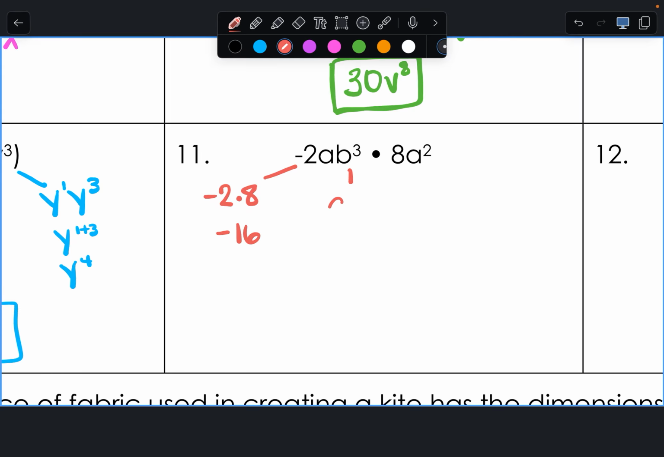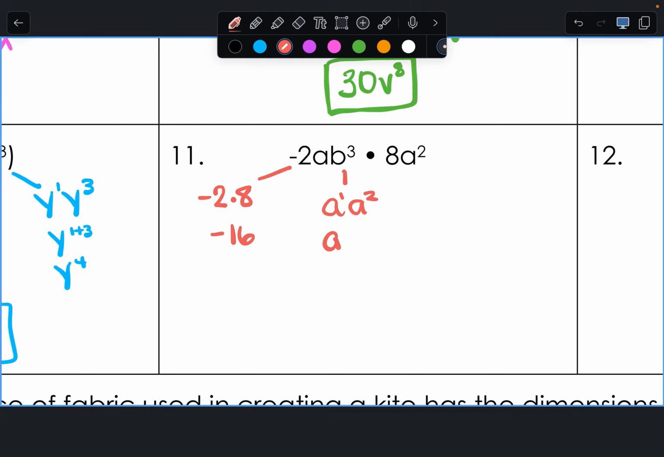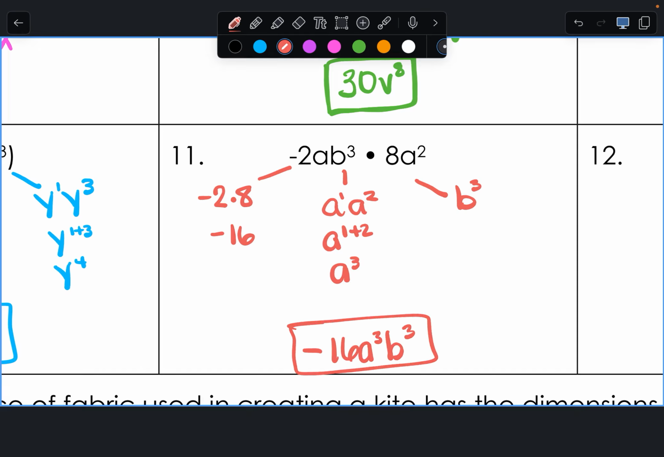A squared times a cubed. So 2 plus 3 is a to the power of 5. What's the next group? b to the power of 5 and b to the power of 4. What do you do with the 5 and the 4? Add them. So you get b to the power of 9. My final answer is 18, a to the power of 5, b to the power of 9.